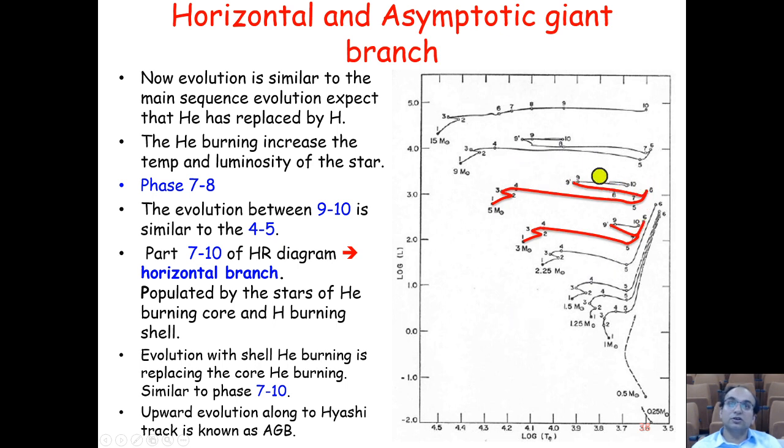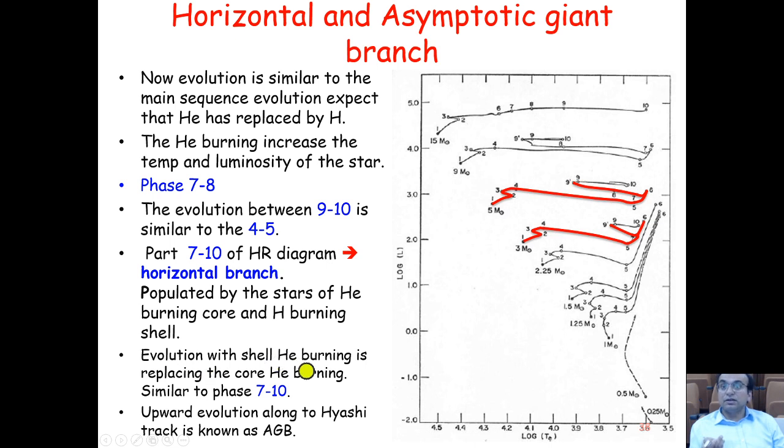That is called the horizontal branch of the stars in the HR diagram, populated by the stars with a helium burning core and hydrogen burning shell. Please keep in mind, in the shell, the hydrogen burning, that is nuclear burning of the hydrogen, is still going on because the temperature is high there.